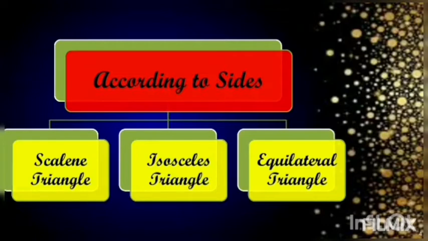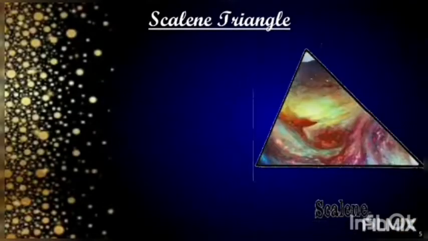According to sides, we can classify our triangles into 3 types. The first is scalene triangle, the second is isosceles triangle, and the third is equilateral triangle. So, let's study one by one.